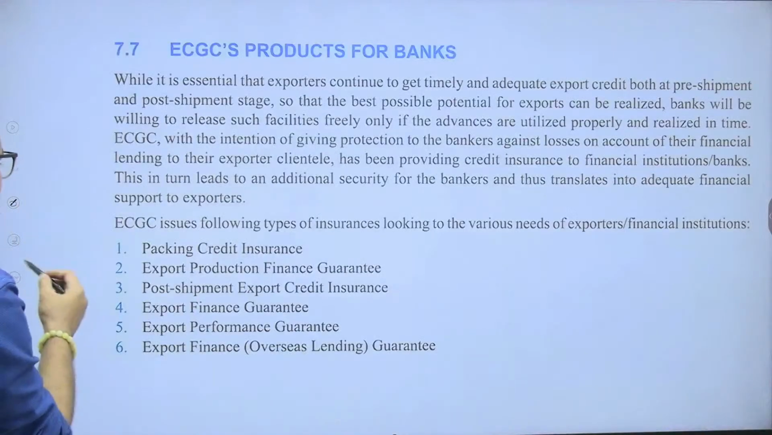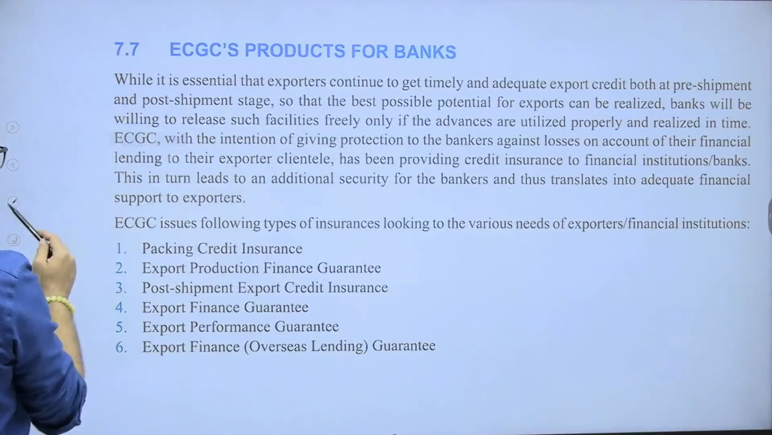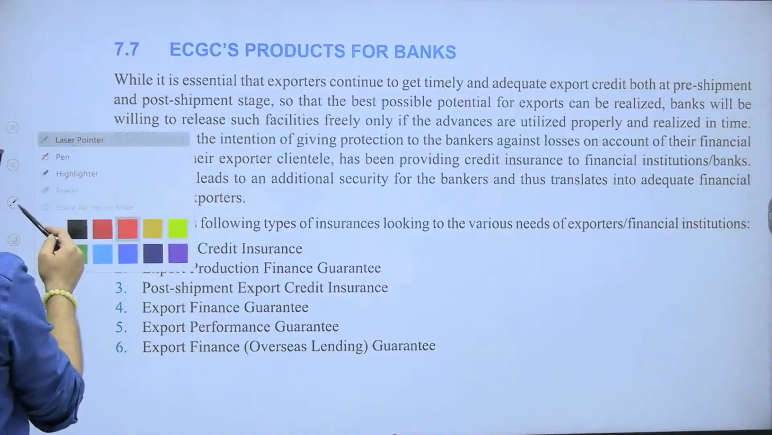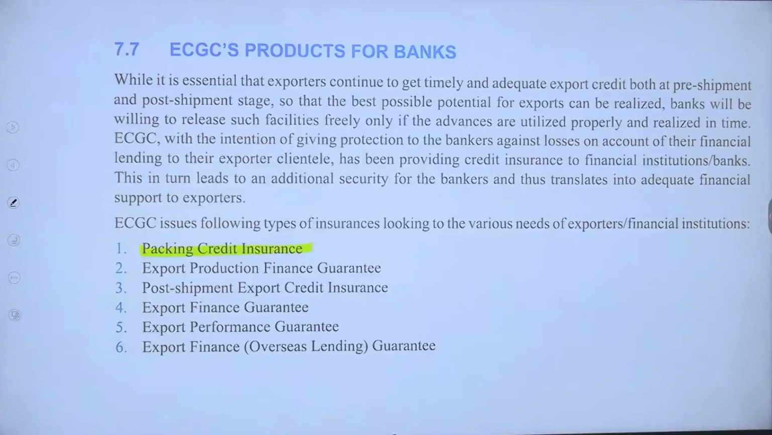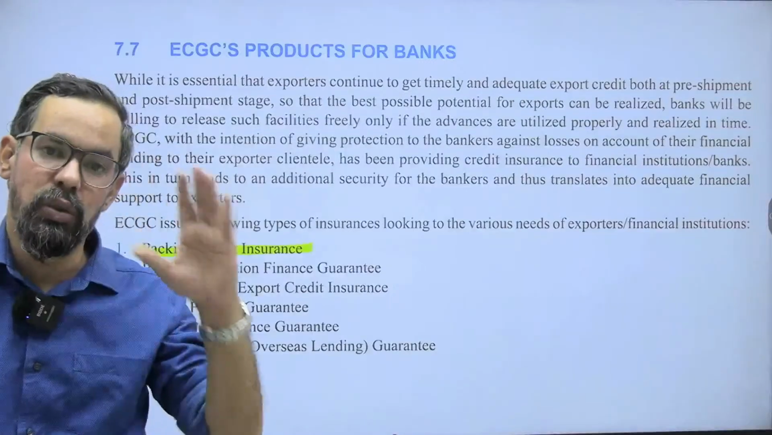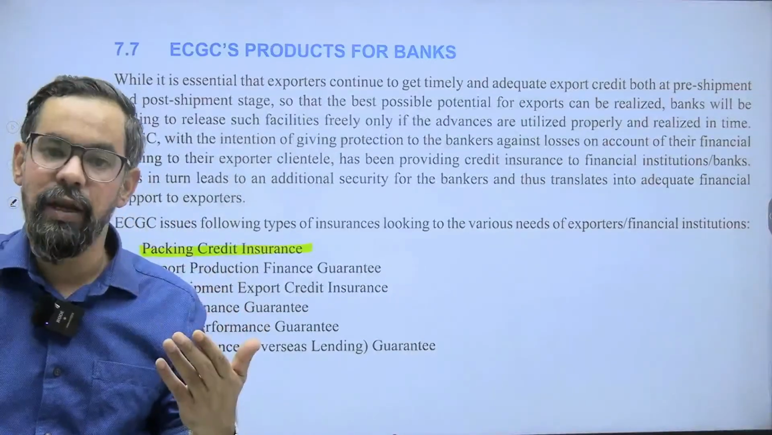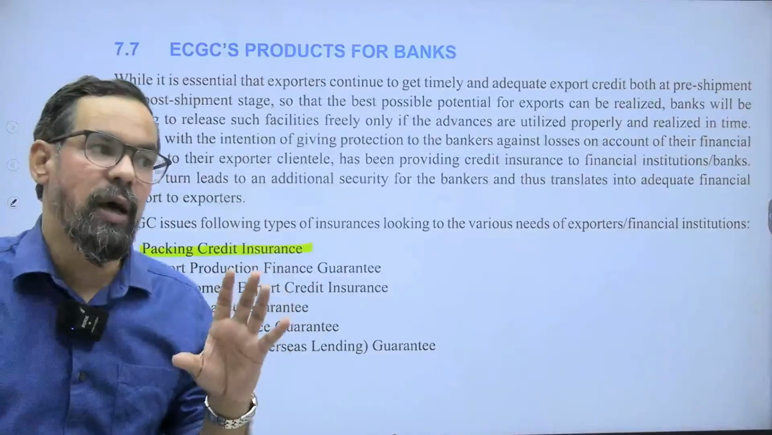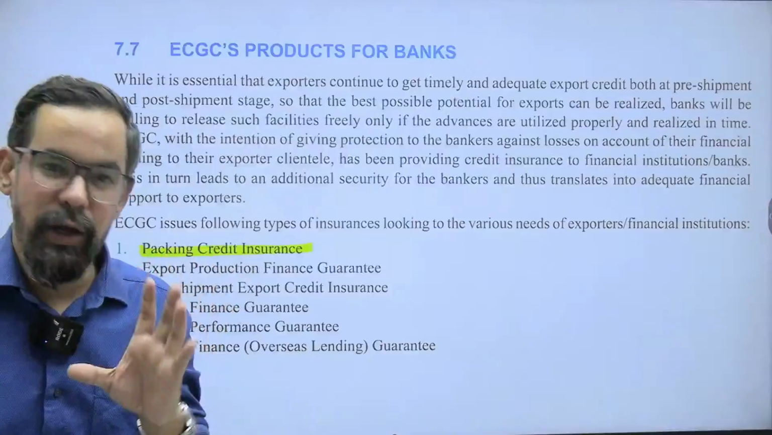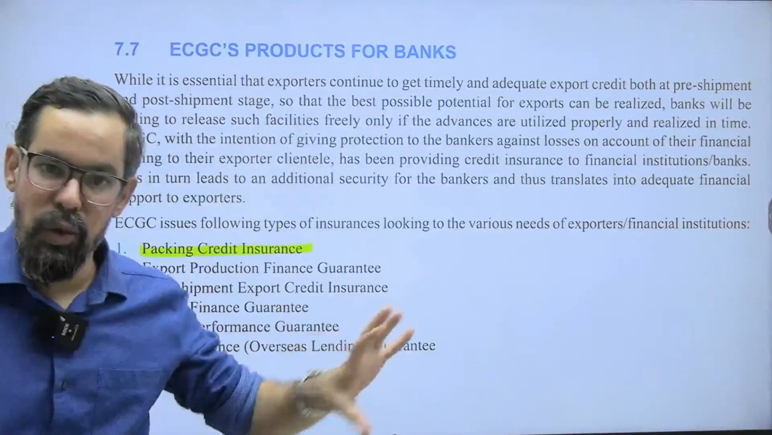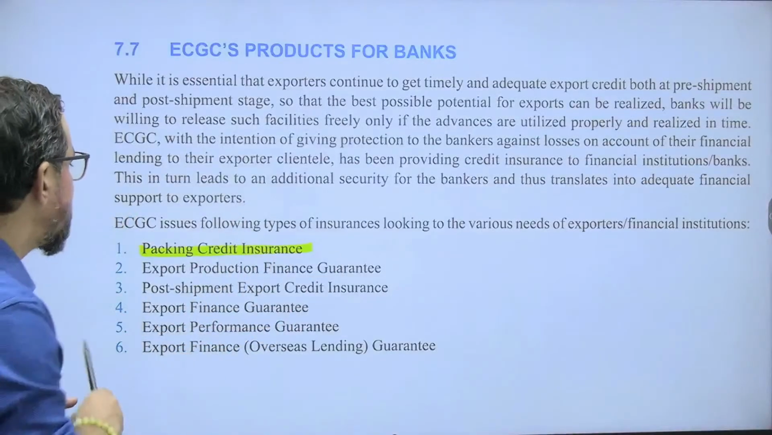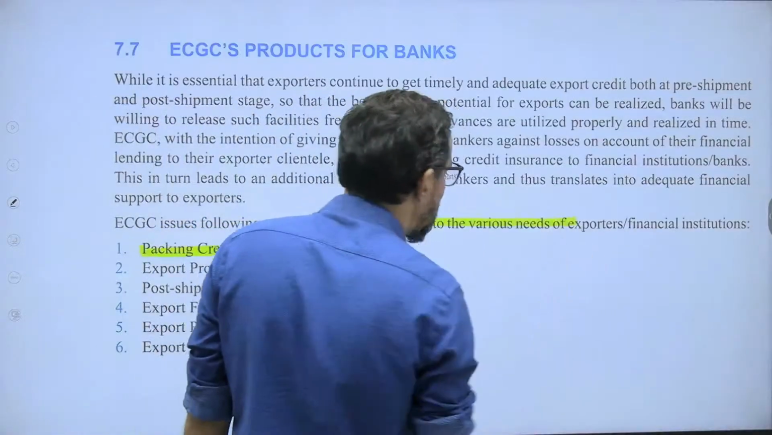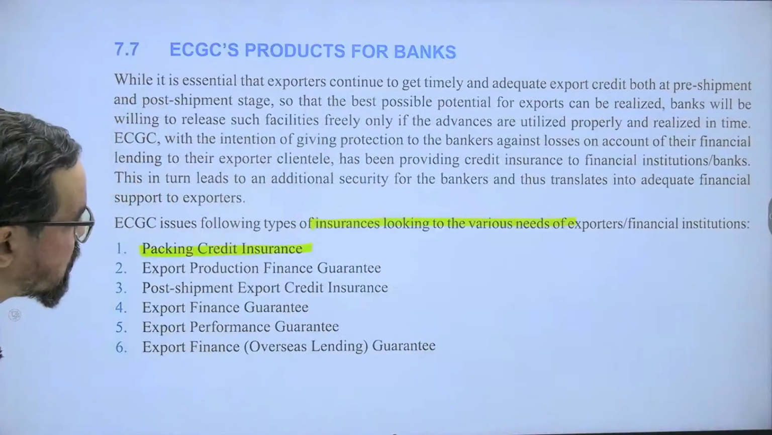So ECGC product for bank, where basically, sorry, whatever services we are providing, let's say we are providing some sort of credit facilities to the exporters. ECGC in some ways generally provides some sort of protection to this type of financing, and that insurance coverage is up to 90%. The 10% is generally borne by the bank itself in case of any default, right? It should be mentioned somewhere. Okay? So ECGC issues the following types of insurance looking at the various needs of exporters or financial institutions.